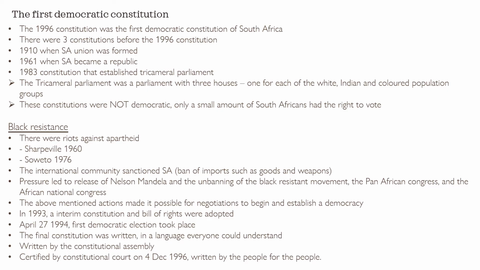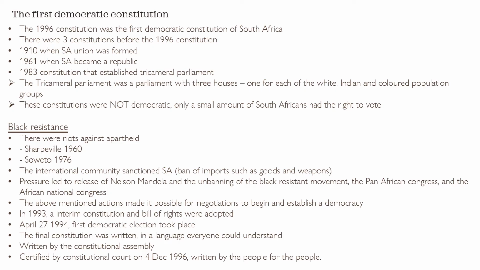And then we look lastly at black resistance. There were riots against apartheid. Of course, there were riots against apartheid because apartheid was unfair and lots of people rioted against it. There was Sharpeville in 1960 and Soweto in 1976. The international community sanctioned SA, which is the ban of imports such as goods and weapons.